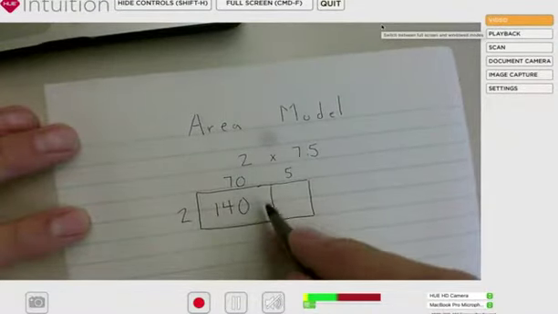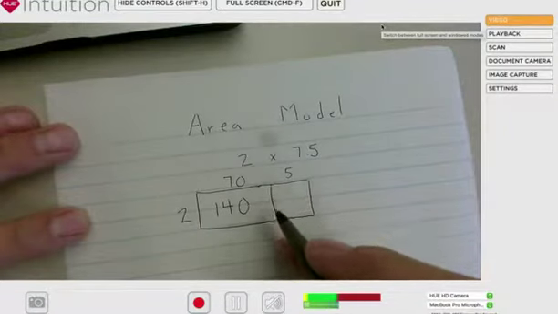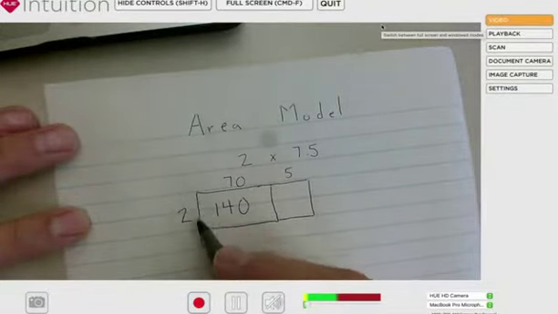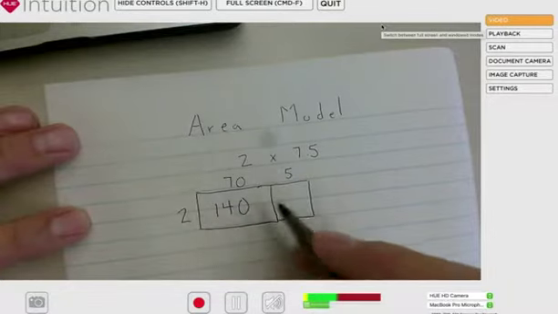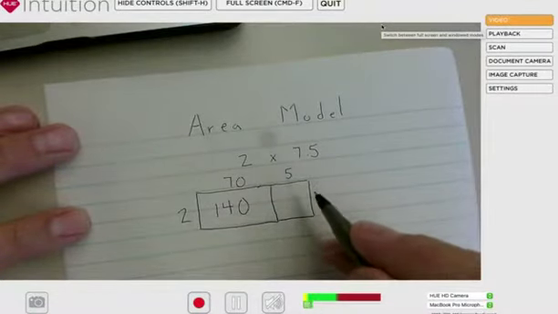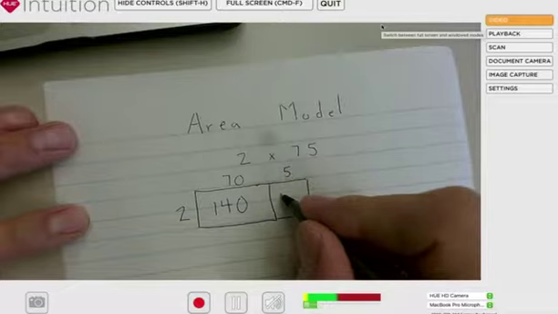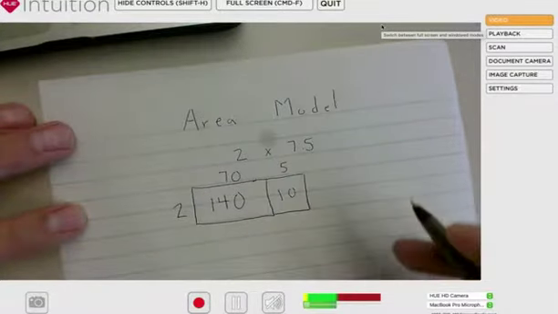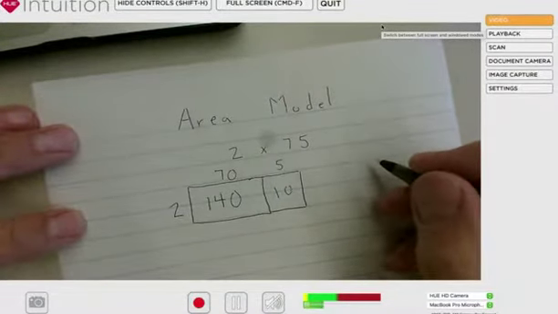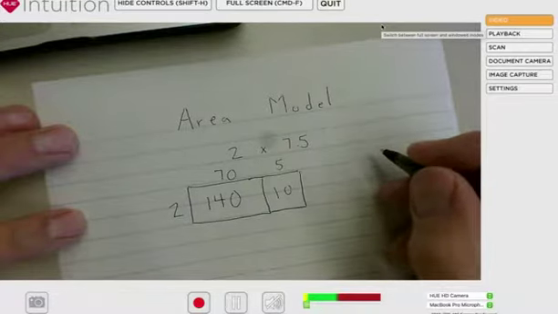That's area number 1. Area number 2 is the length of 5, the width of 2, because remember, whatever is over there is also over here. And so 5 times 2 is 10. These are what we call partial products, right? So we need to add these products together.